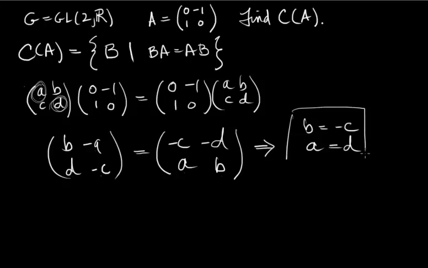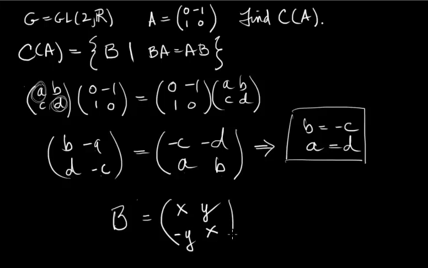So this will characterize the matrices that we want. Let's write a form for any matrix B that will commute with A. Let the upper left entry be X, and then the lower right entry will be X, and B is equal to minus C, so I could put Y here and minus Y here. So our matrices that commute will look like this.